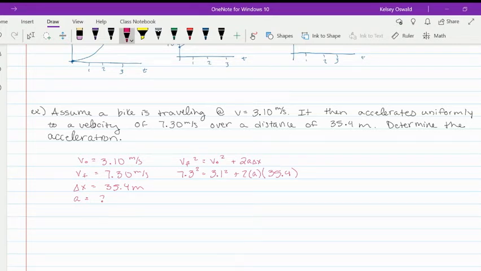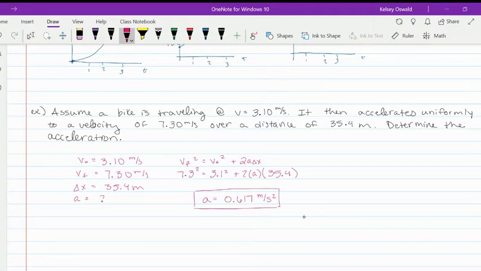Okay? So when we do our algebra for this problem, we'll want to subtract our 3.1 squared from either side, and then we'll divide by 2, divide by 35.4, and we'll find that our acceleration is 0.617 meters per second squared. So that tells us for each second, our velocity is increasing at a rate of 0.617 meters per second.